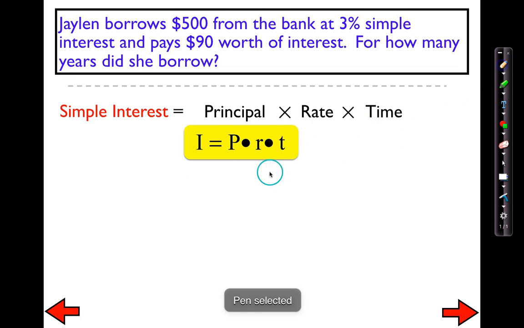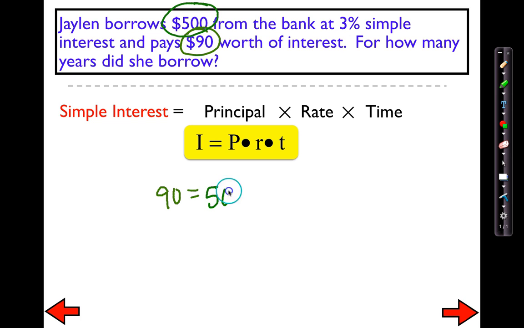So what information do I know? Do I know how much interest was earned? The answer was yes, it was $90 worth of interest. Do I know the principal? Yes, $500 was borrowed, so that's P. So this is interest, this is principal. Do I know the rate? Yes, the rate was at 3%, so I'm going to write that as 0.03. And let's put this as a times like this so it doesn't look confusing.